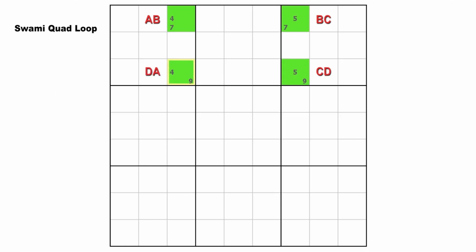And now let's color the candidates denoting the links that make up the loop. Let's start up here in the upper left on candidate 4 and call that our candidate A. So there's a strong link to the 7, weak, strong, weak, strong, weak, strong, and then finally weak back to the 4. So now we know that one of those 2 4s must be true, one of those 2 7s must be true, one of the 2 5s must be true, and one of those 2 9s must be true.